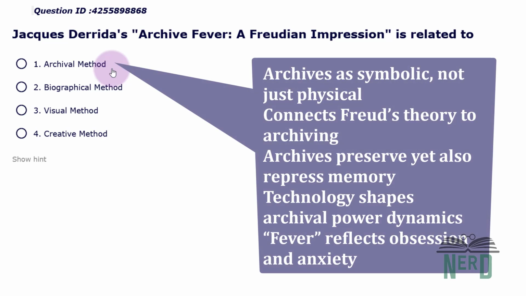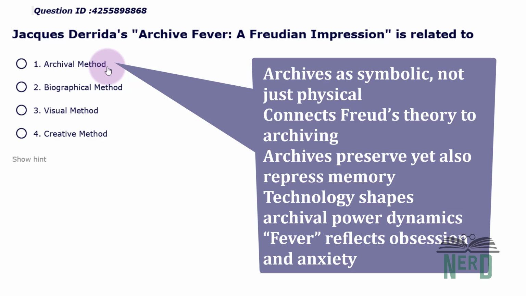In Archive Fever, originally delivered as a lecture in the mid-1990s and later published as a book, Derrida dives deep into what it means to archive. He explores not only the literal function of an archive as a storehouse of knowledge, but also the symbolic weight it carries. Drawing from Freudian theory, Derrida unpacks the human desire to collect, preserve, and at the same time repress memory. He explores how archives are shaped by authority, technology, and ideology.